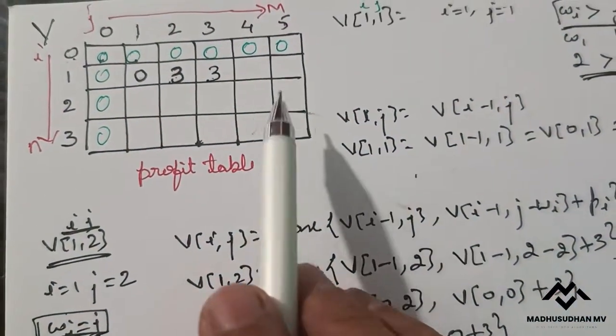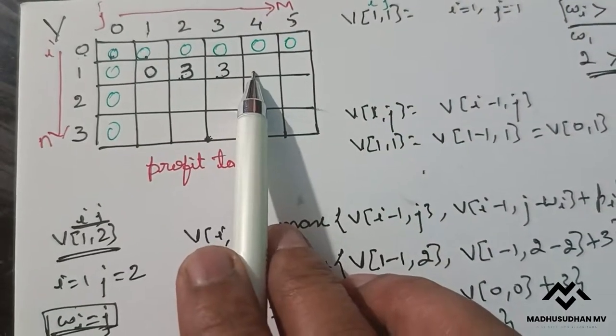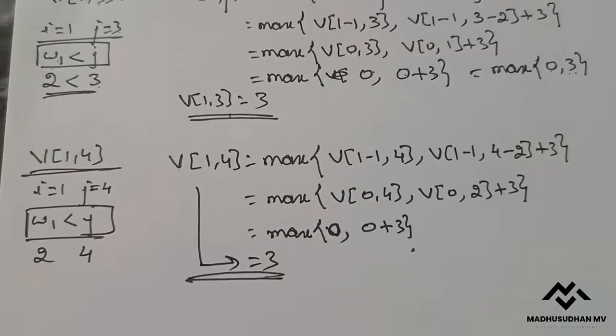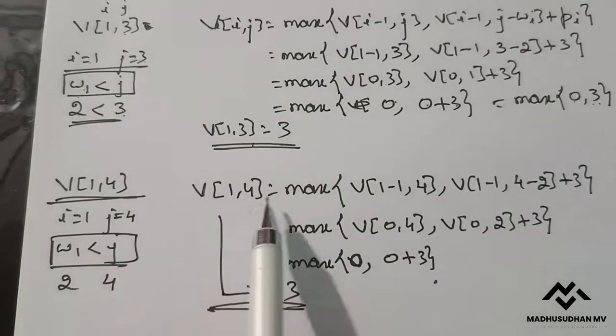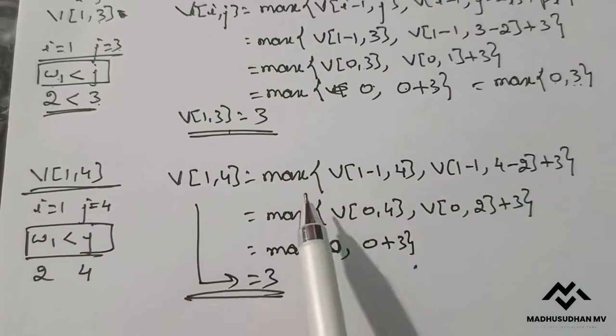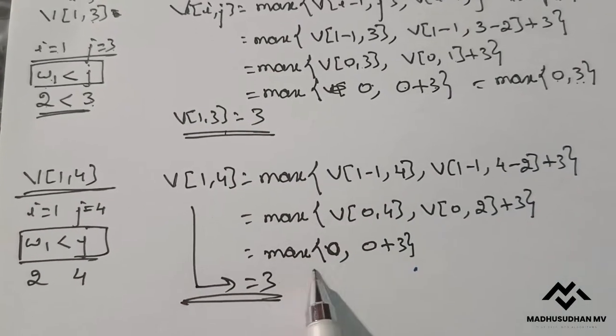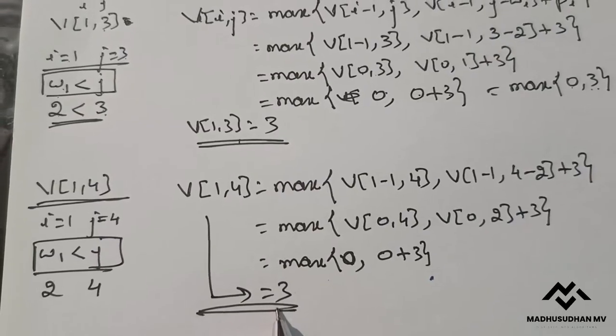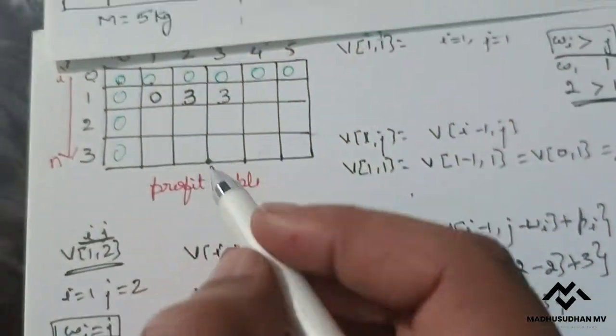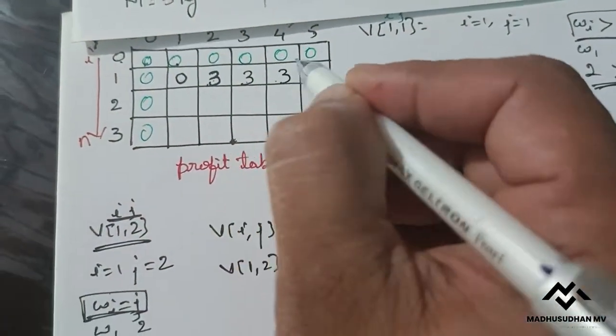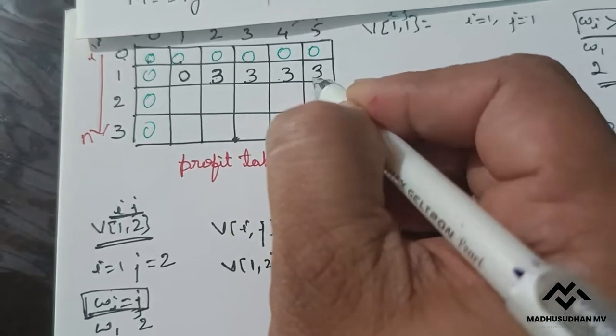Similarly, now I'll calculate V of 1 comma 4. Again the same formula I have to use, just substituting the values. I will get the maximum of 0 comma 3. Again V of 1 comma 4 also I got 3, so I will update this. Similarly, if you solve this one also, you will get 3.